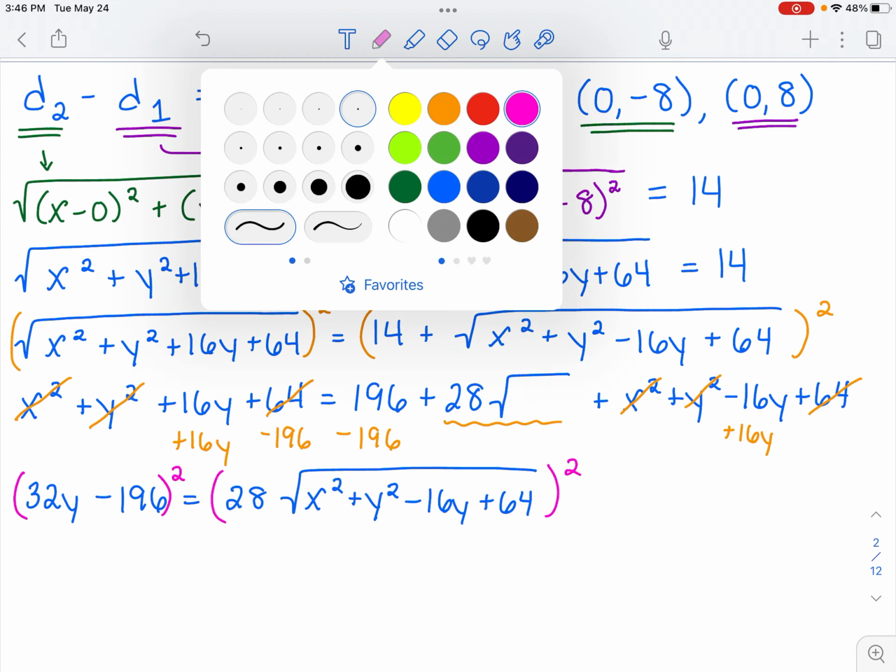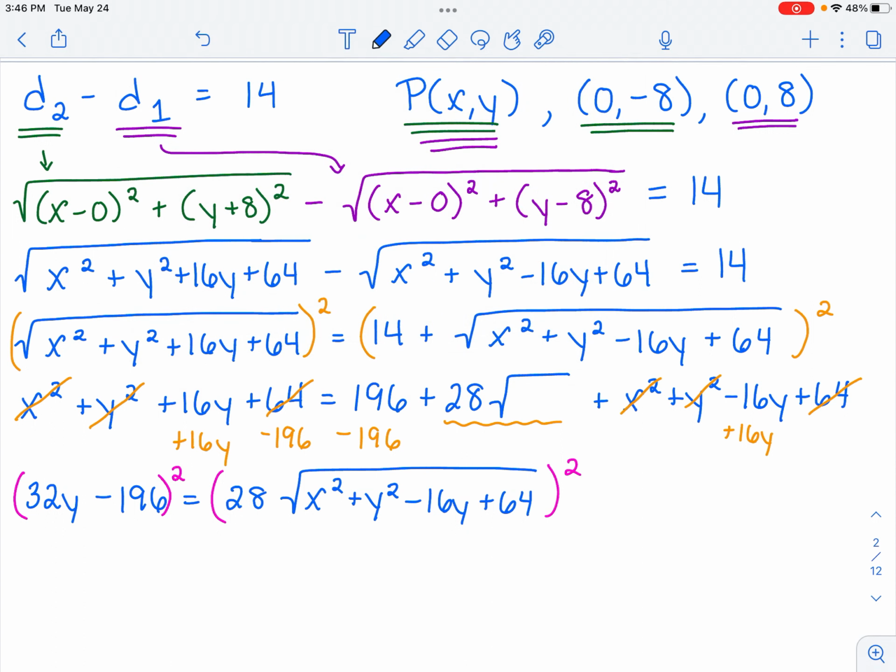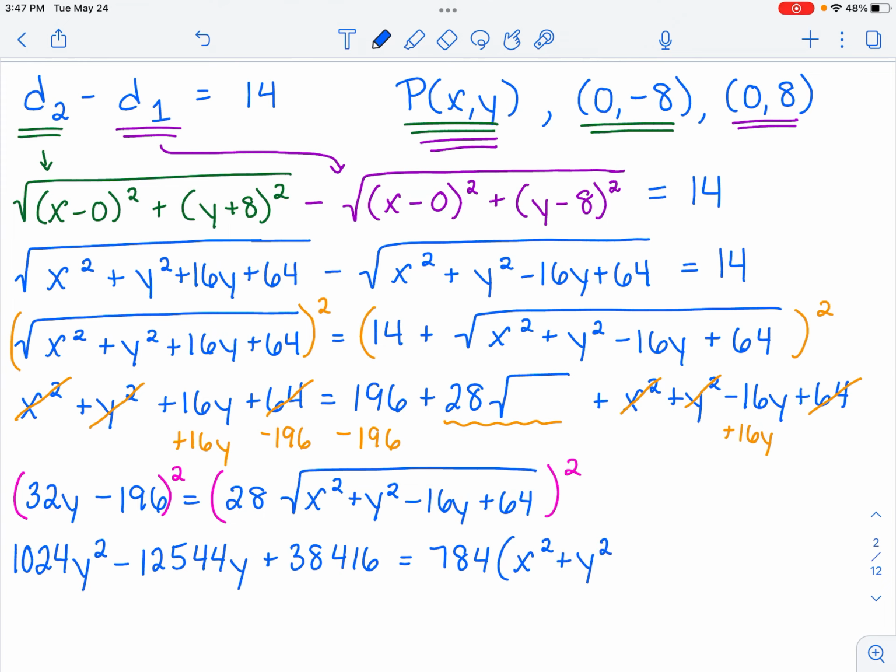Now, this is where you need to just trust me, okay? I multiplied it out. I did it very carefully, and this is what we end up with. 1,024y squared minus 12,544y plus 38,416 equals, all right? 28 squared is 784, and then I've got the inside of the radical. That radicand sticks around, but the radical sign will now be gone. Okay. So again, just trust me on that. I checked the algebra multiple times. This is what we get.